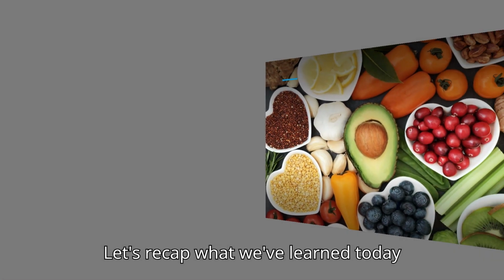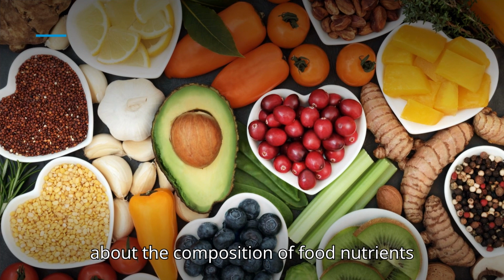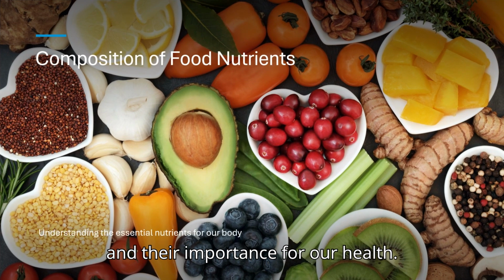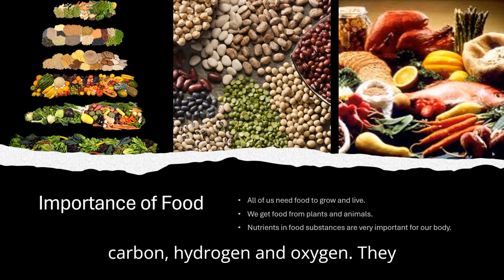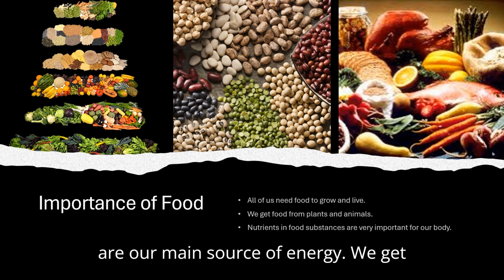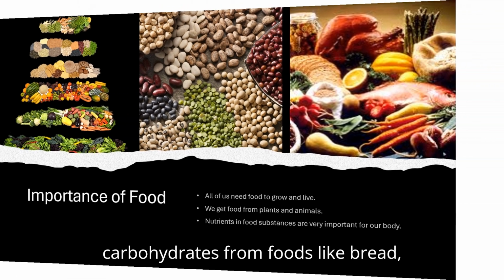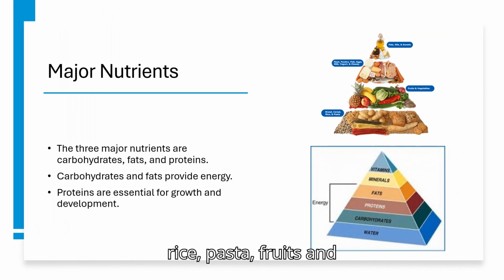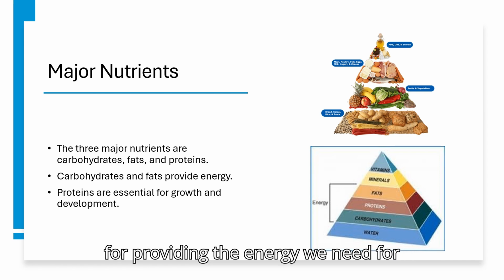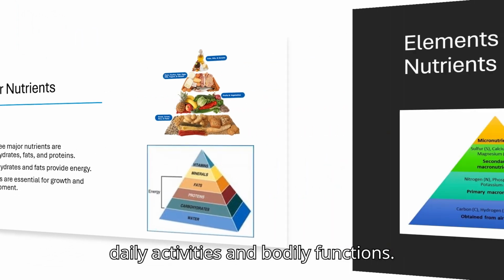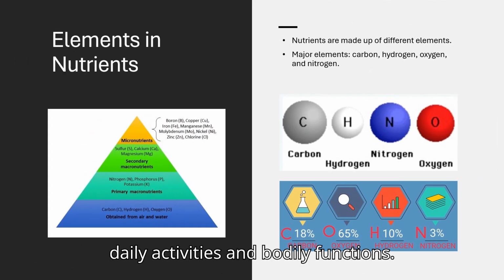Let's recap what we've learned today about the composition of food nutrients and their importance for our health. Carbohydrates: these are made up of carbon, hydrogen, and oxygen. They are our main source of energy. We get carbohydrates from foods like bread, rice, pasta, fruits, and vegetables. Carbohydrates are essential for providing the energy we need for daily activities and bodily functions.